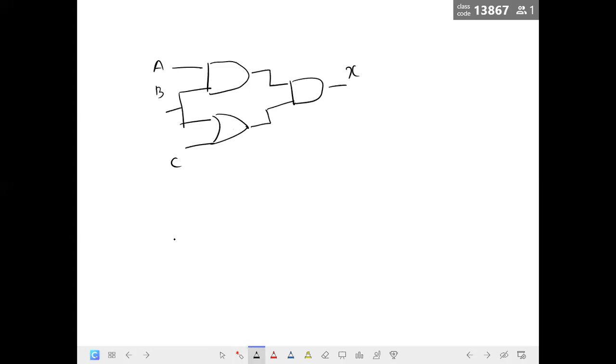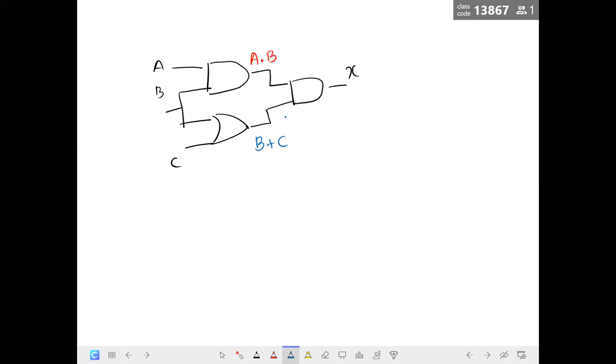Right. We will see the answer. First, I want to find the output of this AND gate. Inputs are A and B. So the output of this AND gate is A and B. Now I want to find the output of this OR gate. Inputs are B and C. Because of this OR gate, we can write B or C.